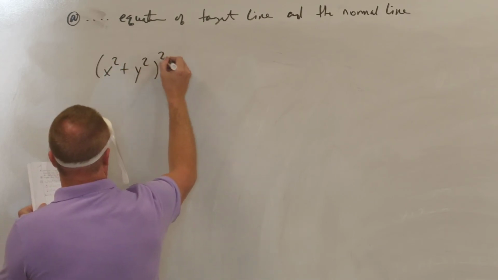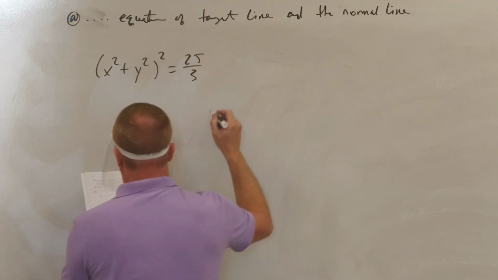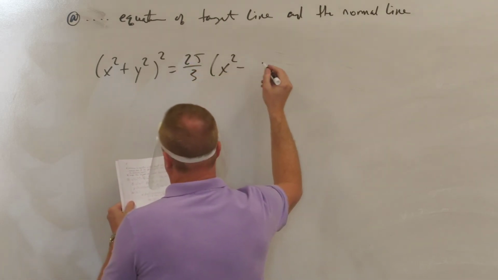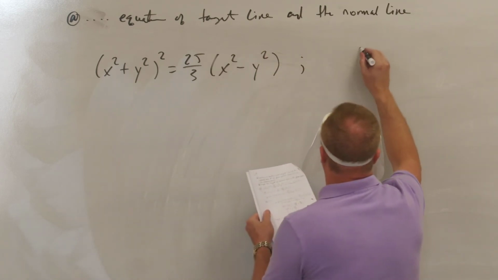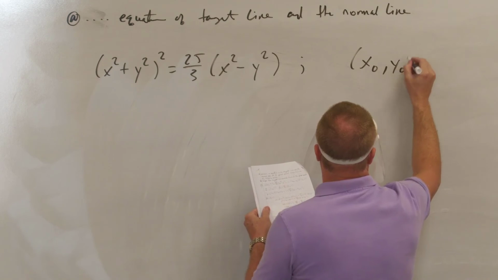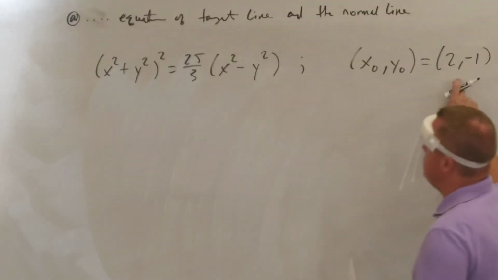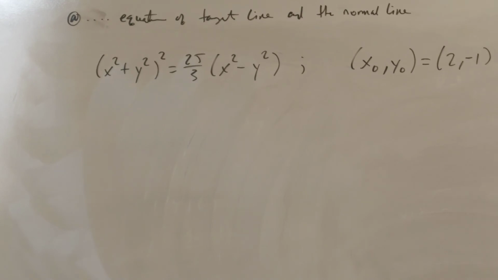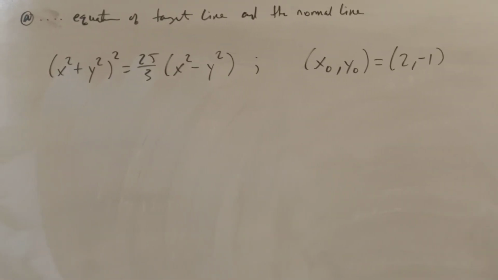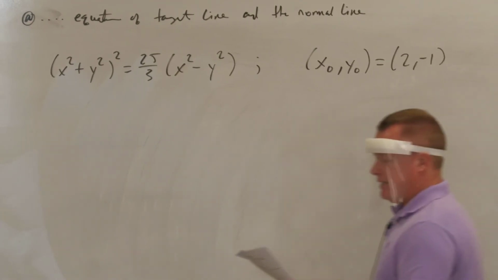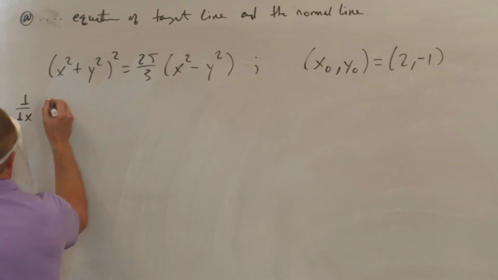So here is the function, or not the function, the relation. This is the point that we want to find the tangent line and normal line at. Okay? All right, so let's take the derivative of both sides with respect to x.